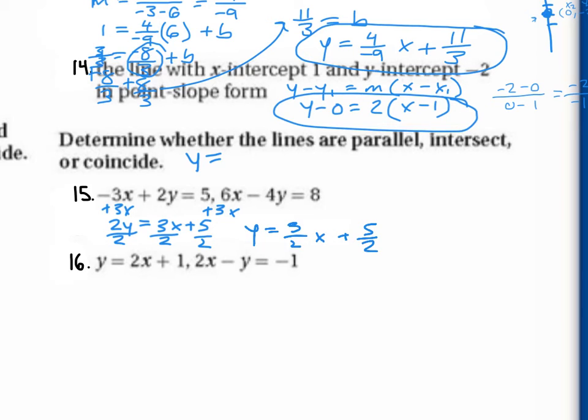Now we're going to do the same thing for the second equation. Is it okay if I put in this? Yep, that's fine. So what can we do first to solve for y in the second equation? Subtract 6x. So we have negative 4y is equal to 8 minus 6x. And now what can we do? Divide by negative 4.